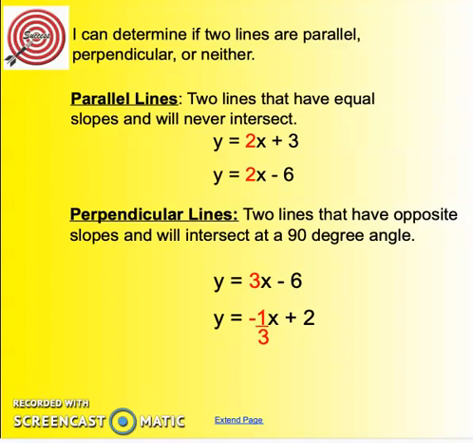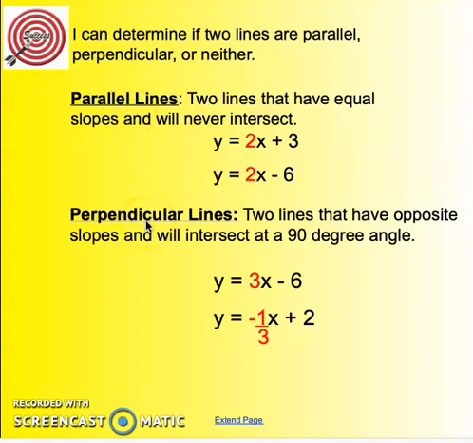First of all, let's talk about two definitions. The first definition is parallel lines. Parallel lines are two lines that have equal slopes and will never intersect. So here's an example of two lines that are in slope-intercept form, and these two lines have the same slope. So they are parallel lines.